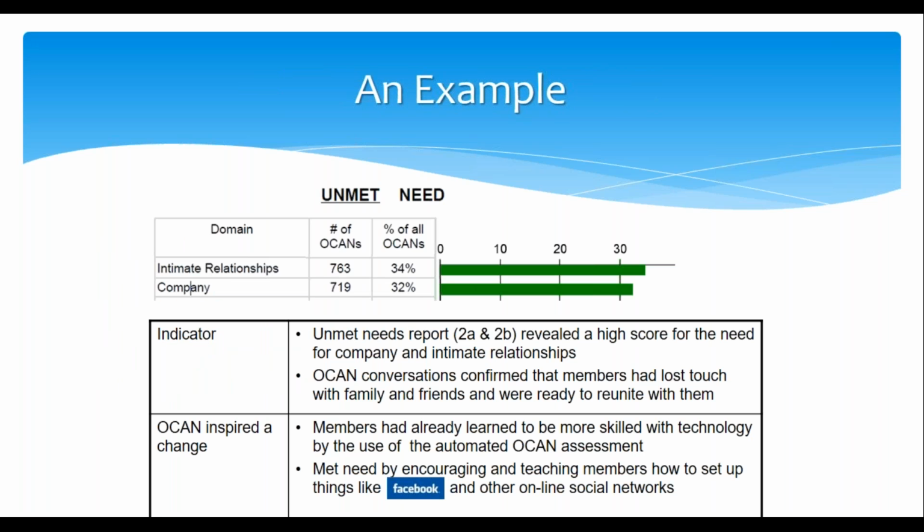He identified domain 15, company. Are you happy with your social life? Do you wish you had more contact with others? And domain 16, intimate relationships. Do you have a partner? As an unmet need. He lost contact with his family when he first experienced a psychiatric crisis.